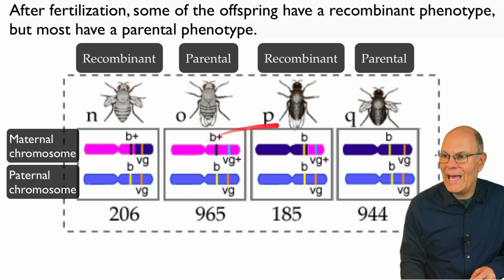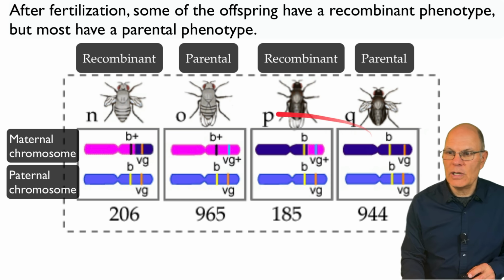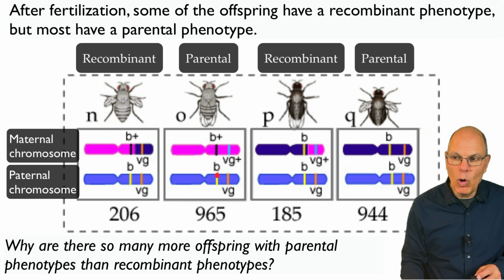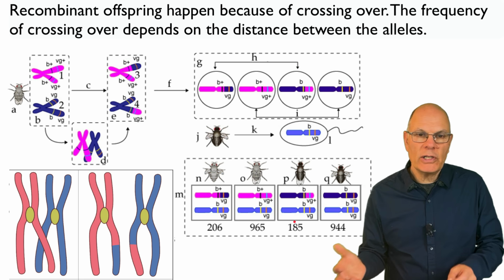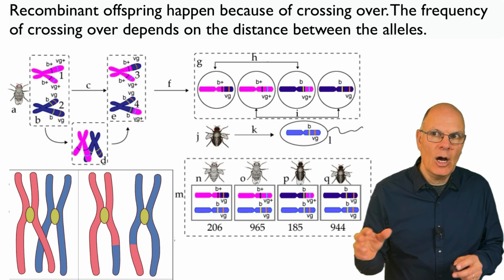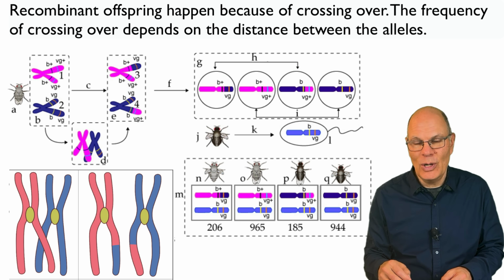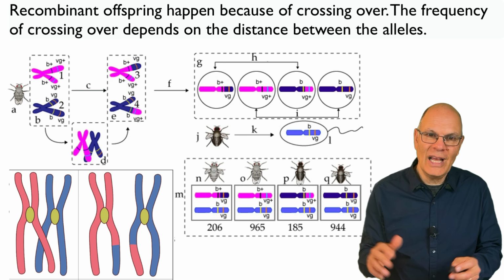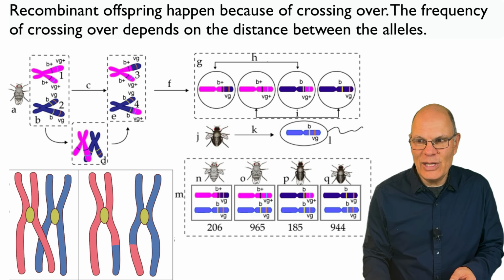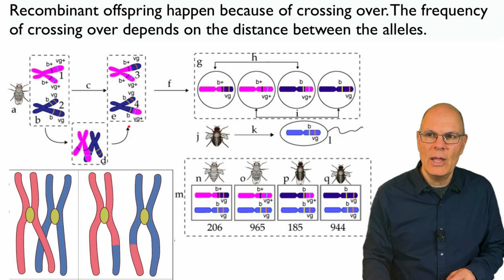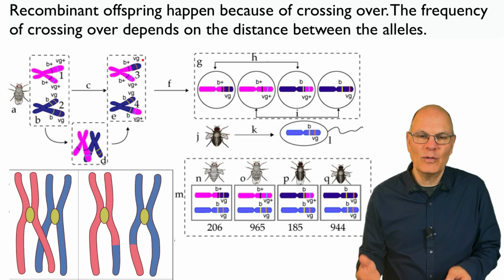But O and Q are parental phenotypes. O is gray body normal wings and Q is black body vestigial wings. Why are there so many more parentals than there are recombinant phenotypes? It's because crossing over happens, but it happens at a rate that's dependent on the distance of these alleles on the chromosome. And so the closer two alleles are, the less they'll tend to cross over. And this frequency, which is, I believe, 17%, represents the distance between the B allele and the VG allele on the fruit fly's chromosomes.